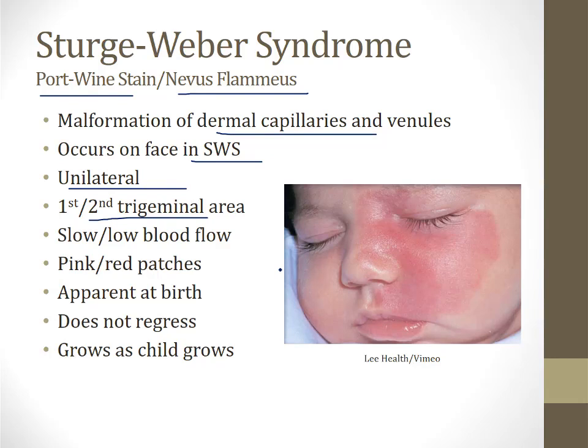The reason this rash is present like this is because there is slow or low blood flow in the skin on that side of the face. This leads to these pink-red patches, and it's apparent at birth. It does not regress. It grows as the child grows. So one of the major problems in Sturge-Weber is the facial disfigurement. Now, just an aside, many children are born with a port wine stain. Most of those children do not have Sturge-Weber, but in terms of board exam questions, if you see a description of a child with port wine stain, this disorder is what you should think about.